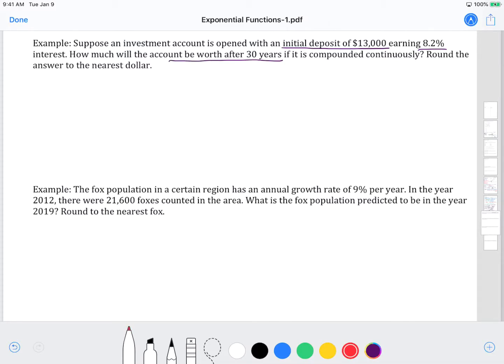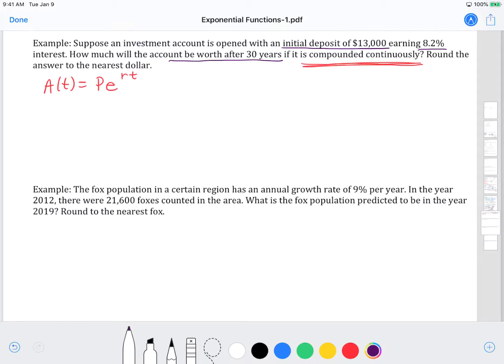Now, here are the keywords you're looking for so that you can determine the difference between compounded a certain number of times a year versus compounded continuously, so you know which two of those equations to use. This one says it's compounded continuously, which means we're going to use this formula instead of the formula that we used in the previous couple of examples. Okay, so all we have to do is find all the information and plug it into the formula.